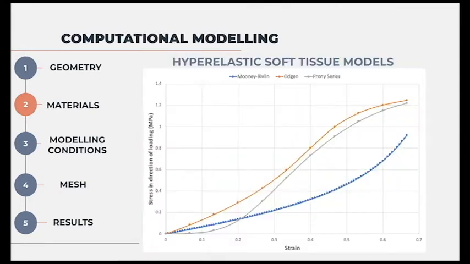A review of the literature showed that a more accurate description of these soft tissues could be achieved by using a hyperelastic constitutive model. We found that the Milne model worked best for our application, as this best replicated the small strain deformations we were anticipating. Through iteration and comparison to the literature, we were able to find the best modelling conditions to represent the real-world system.